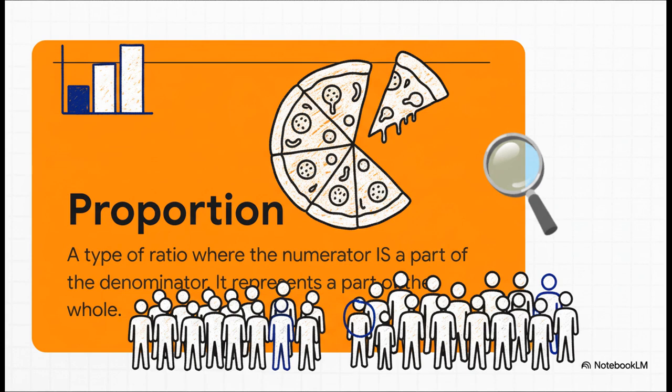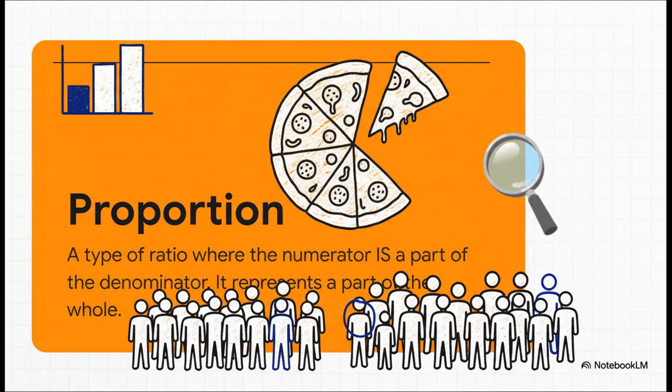Now this is where it gets interesting, and it's a little different from a ratio. A proportion is also a comparison, but here's the key. The group on top, the numerator, is actually a part of the bigger group on the bottom. The easiest way to think about it is a pizza. The slice you're eating is the numerator and the whole pizza is the denominator. So if, say, 33 students out of a class of 100 pass their exam, that 33 is a proportion of the whole class.